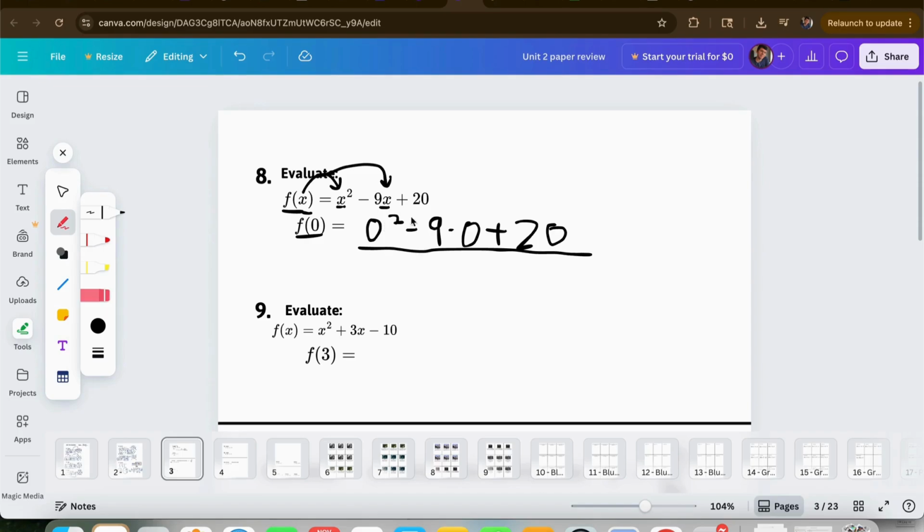I see what this is by crunching all the numbers. You can do it in a calculator, but 0 squared is 0 times 0. 9 times 0 is also 0. So this whole thing right here is just 0. And then you just have a plus 20, so it's just 20.